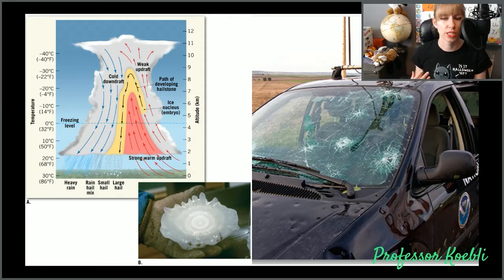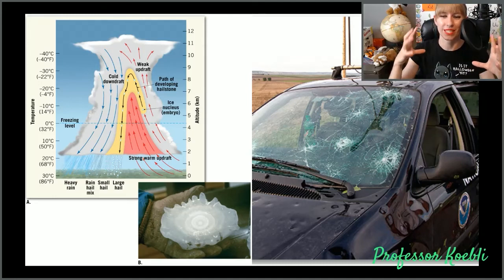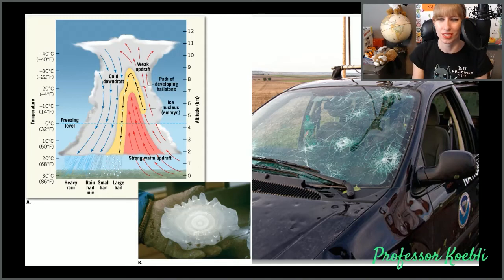Diameters usually range from 1 to 5 centimeters, and you will usually hear it compared to objects we see like golf balls, baseballs, etc. Occasionally you hear things like grapefruit or watermelon. Watermelon's a bad size. You do not want a piece of ice falling on you that's the size of a watermelon, just saying. Formation occurs in large cumulonimbus clouds.